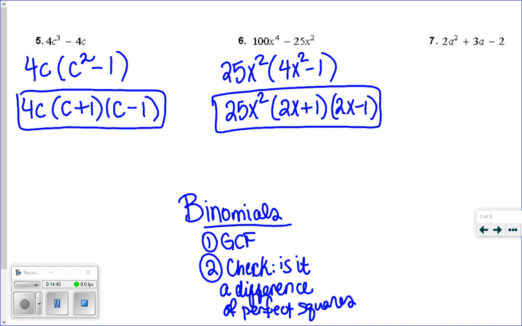Okay? So that's how we're going to tackle binomials. If we had pulled a GCF, and what's left is like, I don't know, x plus 5, right? That's not a difference of squares, then you're done. If it's not a difference of squares, then after you pull the GCF, you're finished.